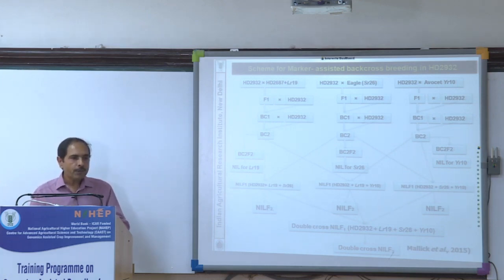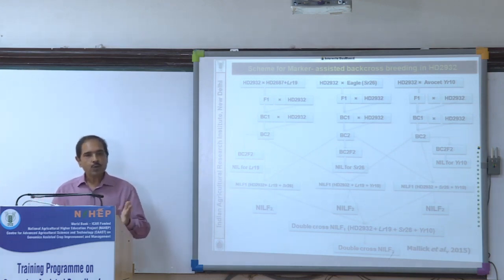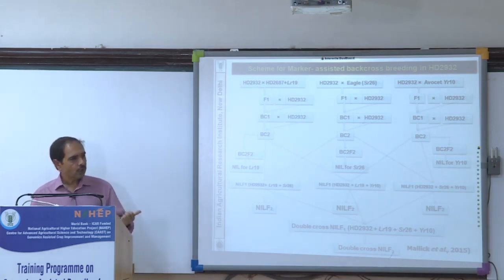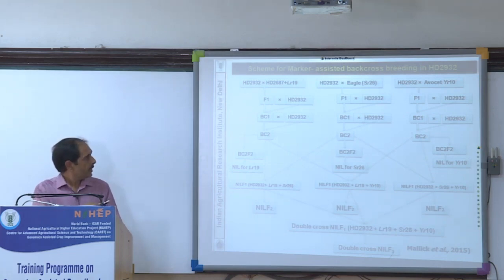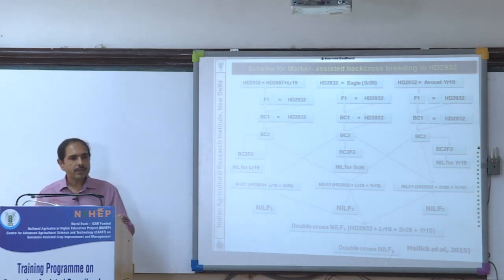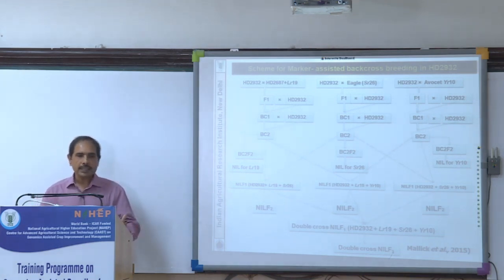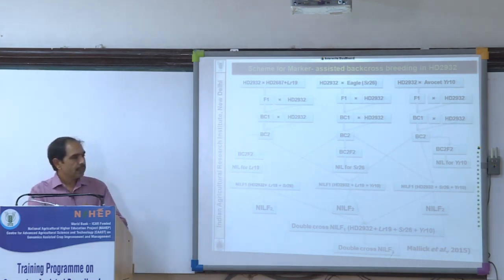Again the same steps will be followed in BC2. You will raise the BC2 generation, and again there will be segregation. LR19 will be in heterozygous condition, SR26 will be in heterozygous condition, and YR10 too, and there will be plants which are not carrying these genes. So again we expect 1:1 segregation of plants which are carrying the genes and plants which are not carrying genes. In plants which are carrying genes, the gene is present in heterozygous condition. So you get the BC2 generation.